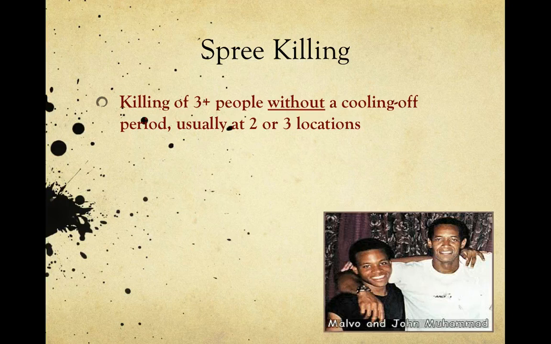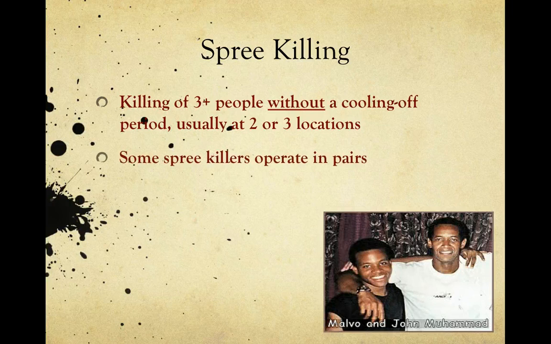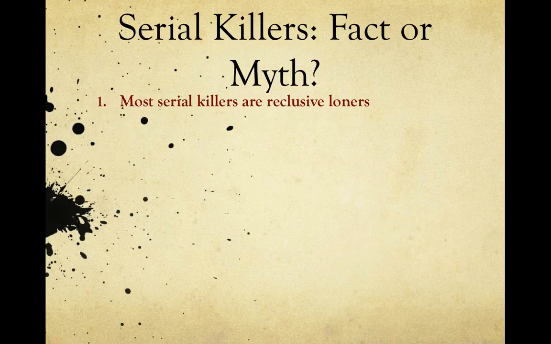But how do spree killers really differ from serial killers? What is a sufficient enough period of time for a cooling off period? Well, it turns out that the categories aren't helpful to law enforcement in any way, so the FBI has eliminated the spree murder category altogether. This brings us to the category of serial killers. Let's see how much you already know about serial killers.